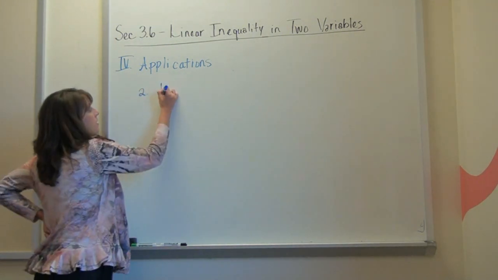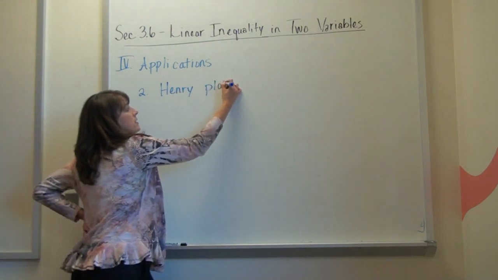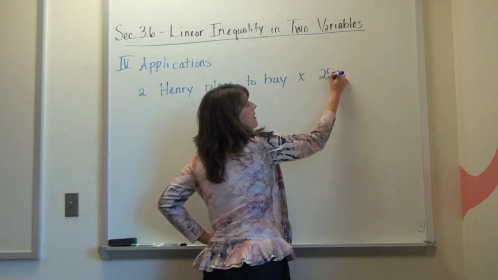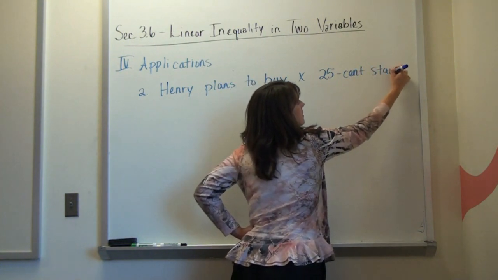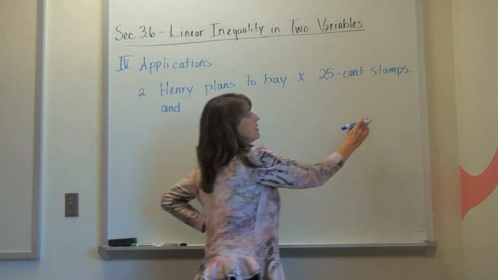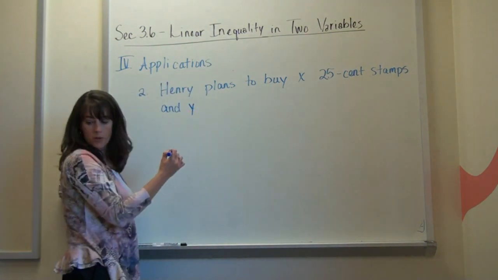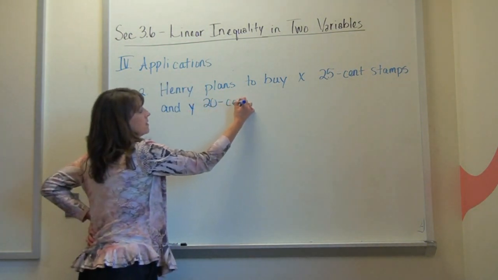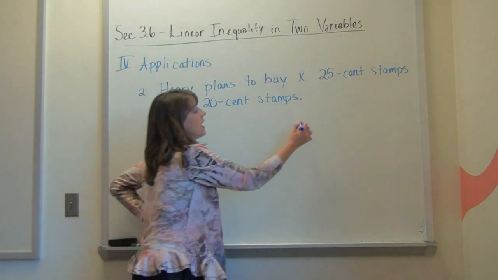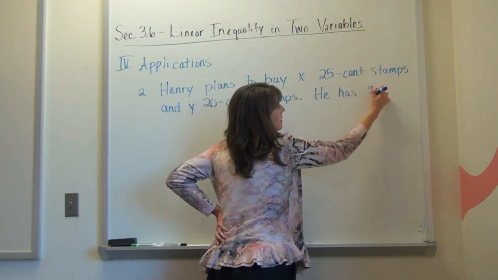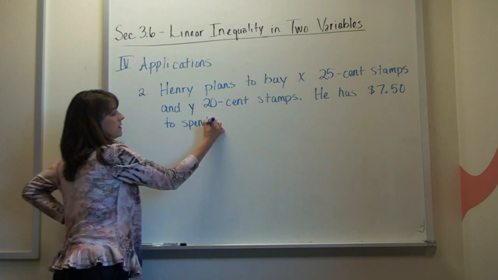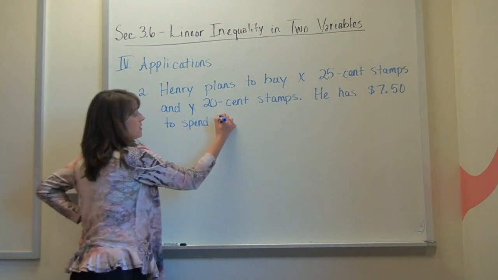So in this one, we've got a guy, Henry, and he plans to buy X number of 25-cent stamps. Clearly an old problem, but that's okay. And, sorry, that's not the end of the sentence, and he wants to buy Y number of 20-cent stamps. So he has $7.50 to spend. But he doesn't need to spend all of it.